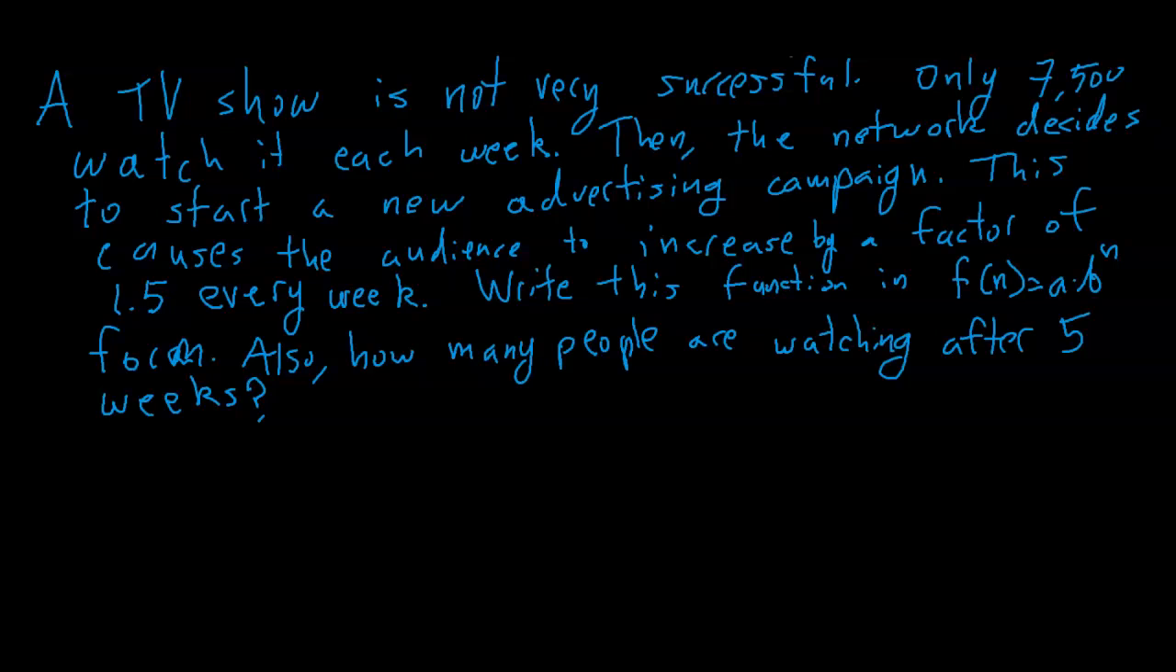Okay, how about this? A TV show is not very successful. Only 7,500 people watch it each week. Then, the network decides to start a new advertising campaign. This causes the audience to increase by a factor of 1.5 every week. Write this function in the form f of n equals a times b to the nth power. Also, how many people are watching after 5 weeks?